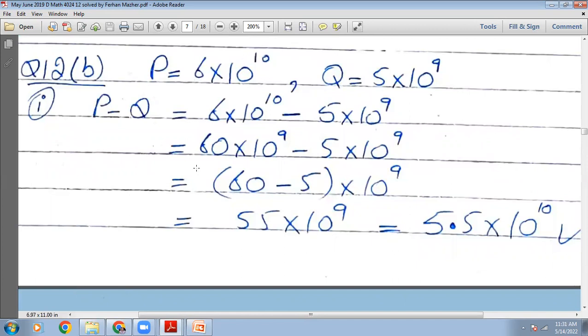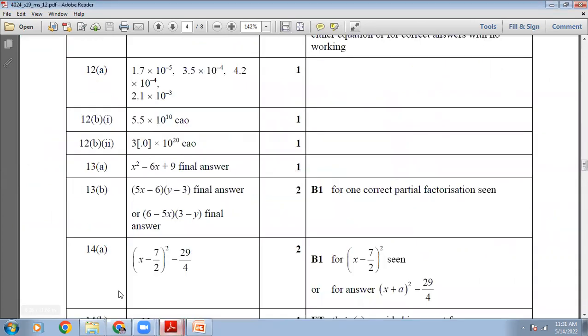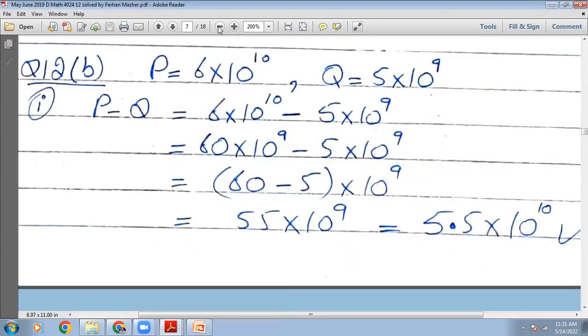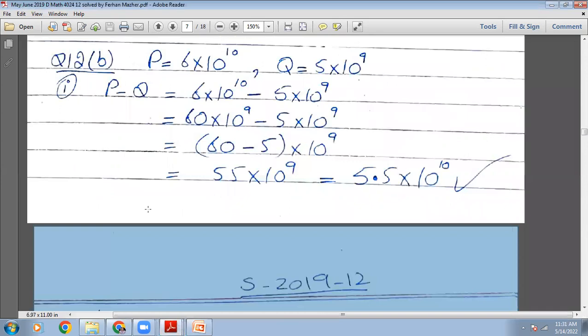And 55 x 10 to the power 9. And you know that 55 is not in standard form, and this number should be more than 1 and less than 10. So its decimal is here, so I will move it one step to the left. When you move the decimal one step to the left, the exponent's power will be increased by 1. So you will have 5.5 x 10 to the power 10, that is the right answer. So let's have a look at the marking scheme. 5.5 x 10 to the power 10 is the right answer. So our answer is right. So hopefully you understand.